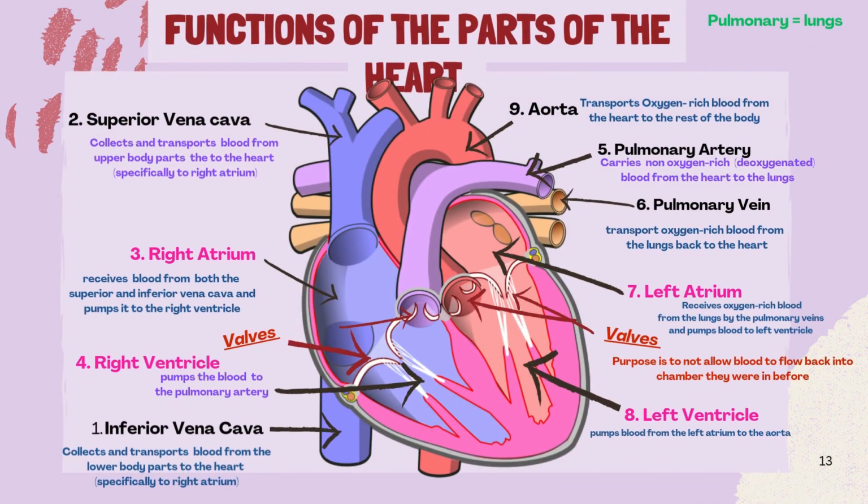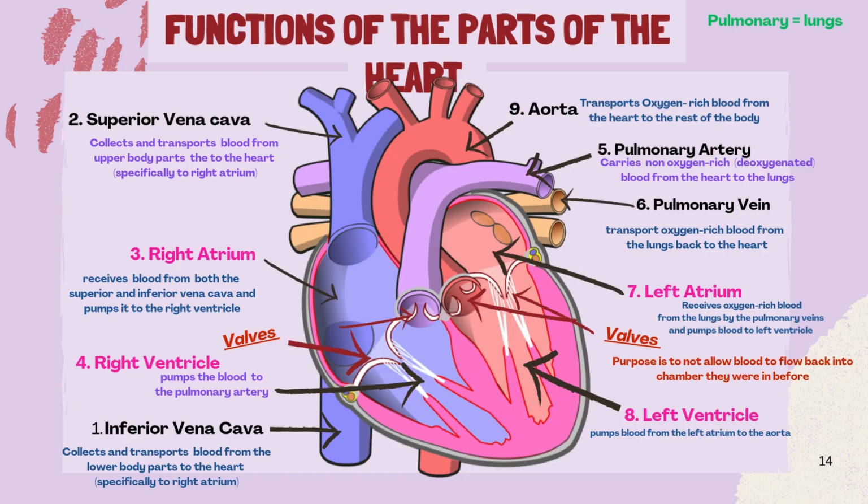Now let's look at the functions. The inferior vena cava collects and transports blood from the lower parts of the body to the heart. And the superior vena cava collects and transports blood from the upper body parts to the heart, specifically in the right atrium. Now, the right atrium receives blood from both the superior and inferior vena cava and pumps it to the right ventricle. The blood flows through the valves to get to the right ventricle.